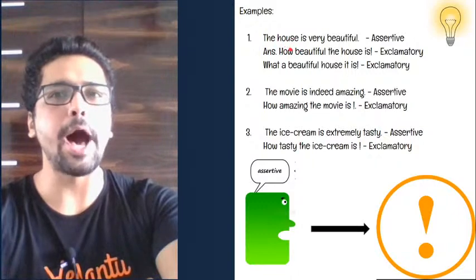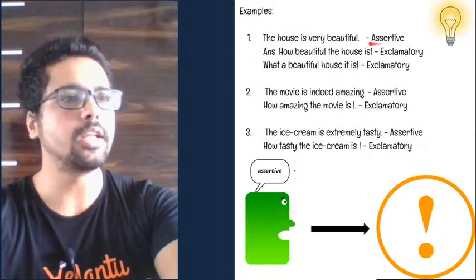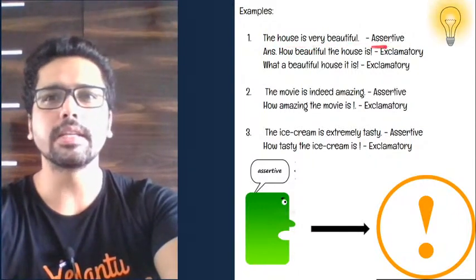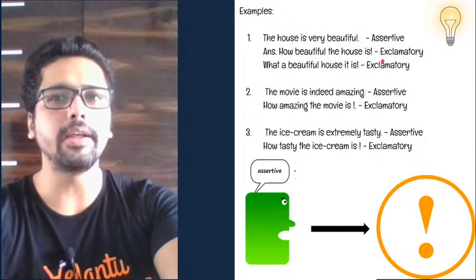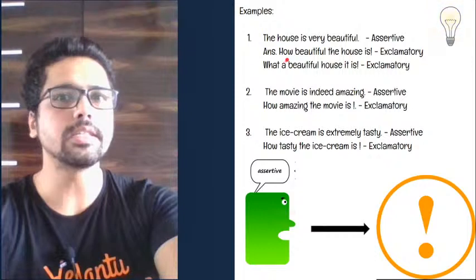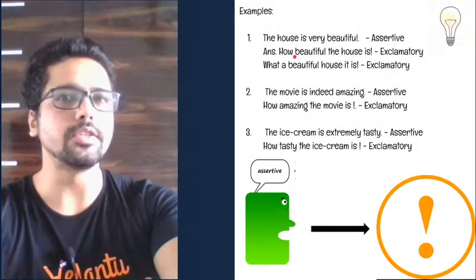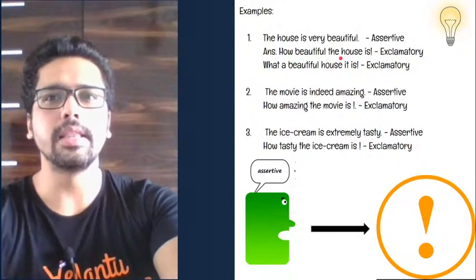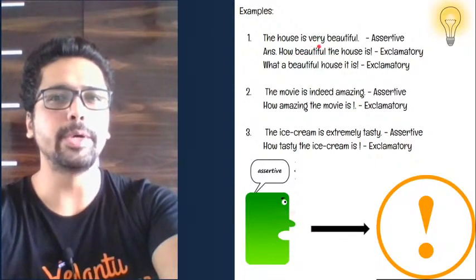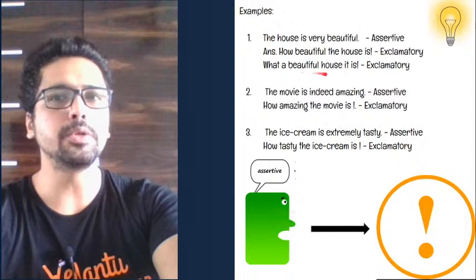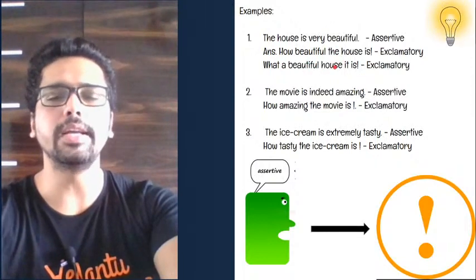Look at this here. The house is very beautiful. Now, this is clearly an assertive sentence. When I have to make this exclamatory, I've got two options here. I can start with how or what. So look at this here. How beautiful the house is. We remove the word very here. Or, what a beautiful house it is. Both answers are equally correct.